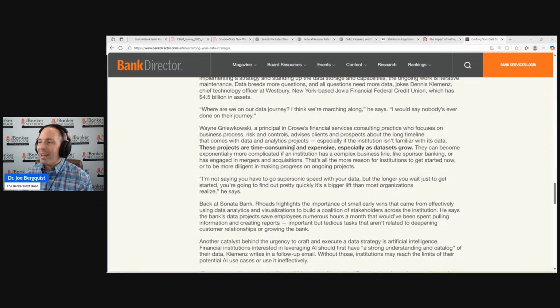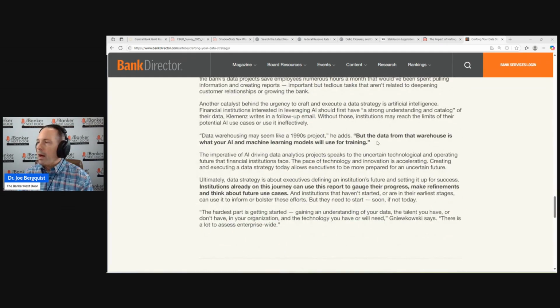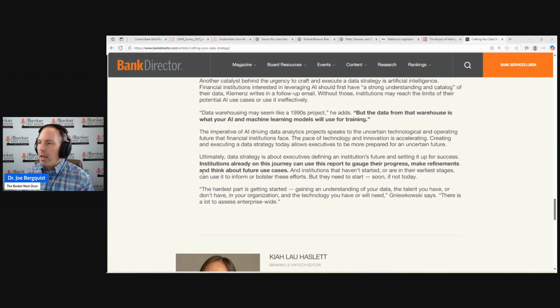These projects are time consuming and expensive, especially as data sets grow. Yes, absolutely. And then there's one final thing he says. Data warehouses may seem like a 1990s project, he added, but the data from that warehouse is what your AI and machine learning models will use for training, particularly into the future.